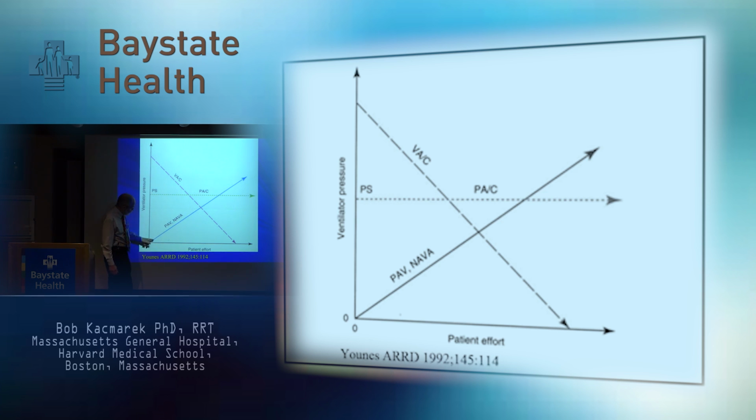And basically, all we're doing is setting the slope of this curve when we deal with PAV and NAVA. For a small patient effort, do we get a big response? Or for a small patient effort, do we get a small response from the ventilator, based on what percentage of unloading you have selected in that given patient?